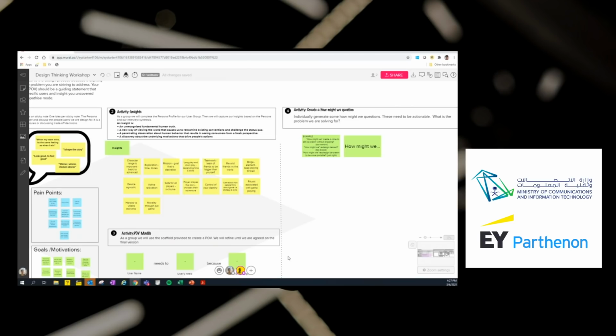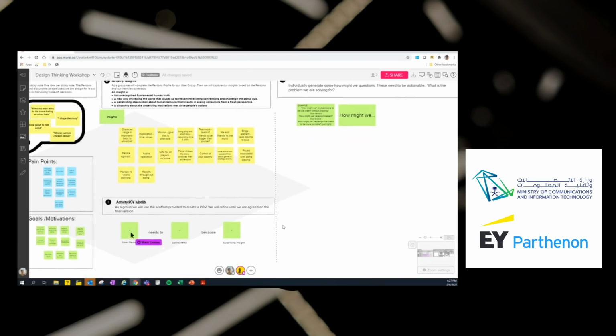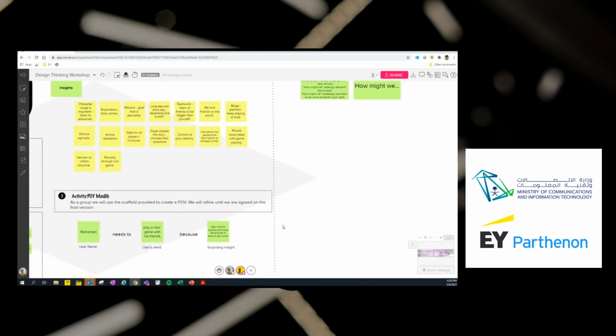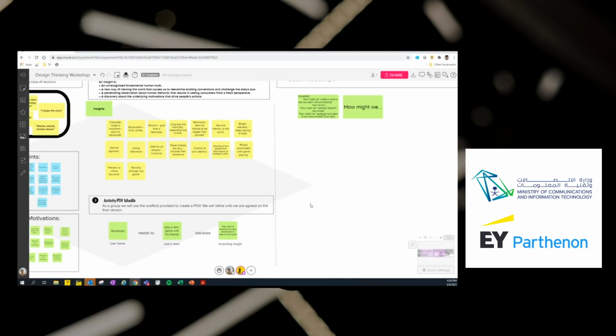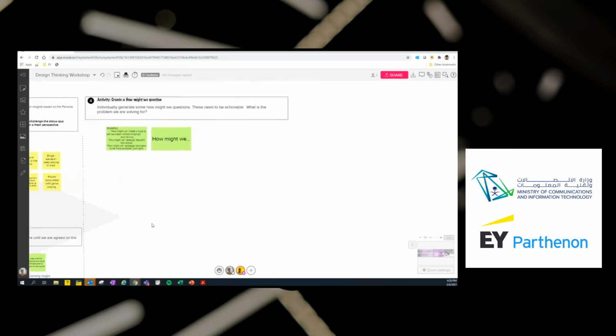So from there, once we've got our insights, what we came back to was, what is our point of view? If we think about our persona, Mohammed, what we say is Mohammed needs to play a game with his friends because, and this is the surprising insight, they want to explore and have adventures to take on the world. Once we've got this point of view, we then start to define what the problem is that we are going to solve for.